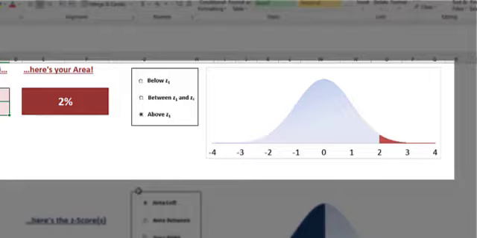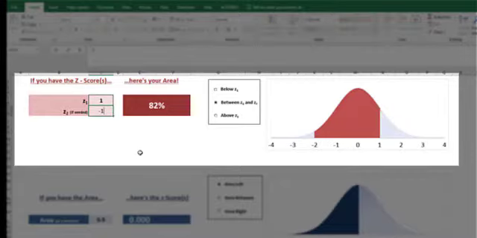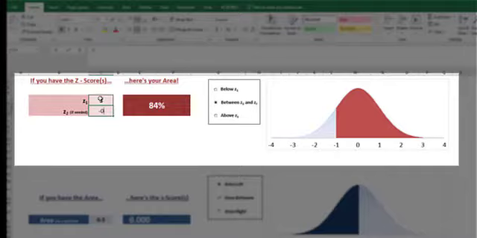As a matter of fact, some of you may have already started goofing around with this by putting in, like, well, what if we had negative 2 to 2? Is that the 95%? Oh yeah, it is. There's a 95%. And how about the 1 and the negative 1? Is that the 68? Oh, there's a 68%. How about the 3 and the negative 3? Yeah, there's the almost 100%.